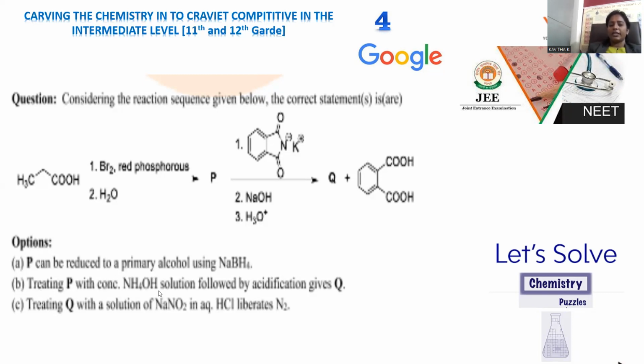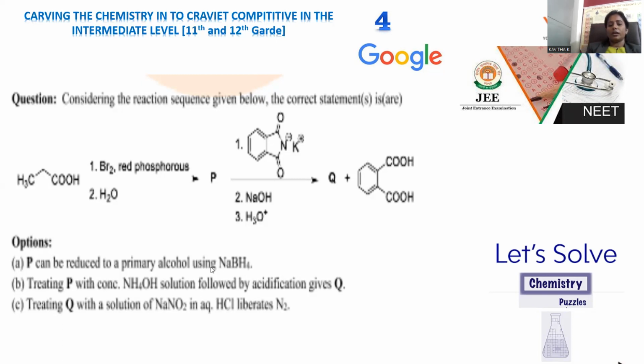Treating P with a concentrated ammonium hydroxide solution followed by acidification gives Q. Okay, there is another way. We are going by a bypass route, where ammonium hydroxide is treated with P and acidification is carried out, and in that route also you will get Q. Let's see whether it is possible or not. Treating Q with a solution of sodium nitrite and aqueous HCl liberates nitrogen. This is the kind of reaction where you generate NaNO2 and HCl, so nitrous acid will be generated. That nitrous acid reacts so that we will get nitrogen. This is the correct answer.